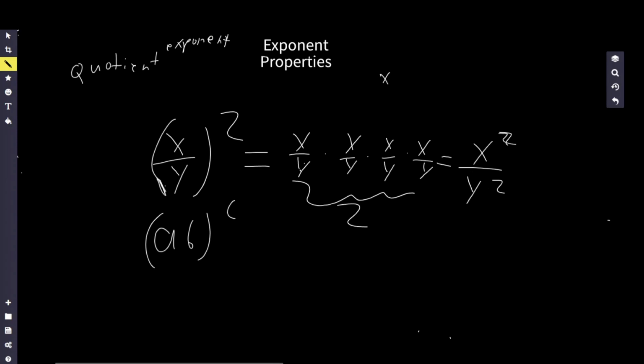So if we have 2 over 3, all squared, well, that's 2 to the second power over 3 to the second power.